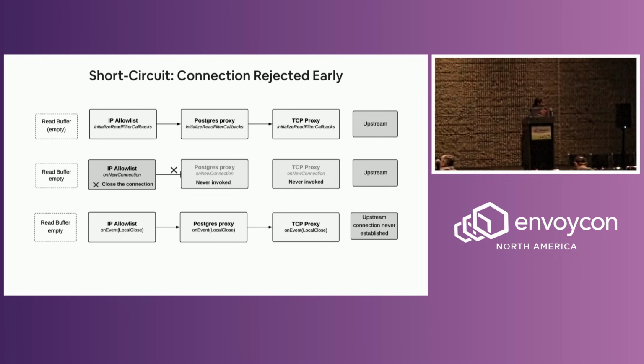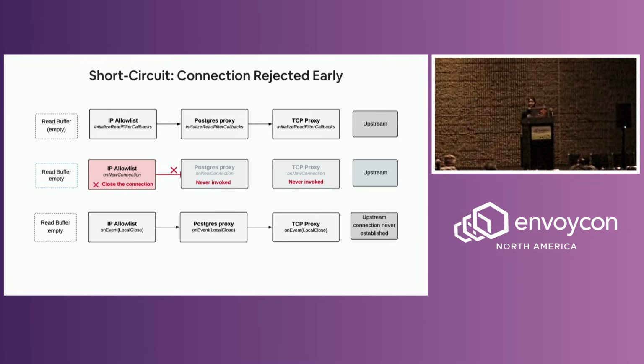Next is a more interesting case in which the connection gets closed earlier. As before, the filters are initialized normally. But now, when on new connection is called, the IP allow list filter doesn't like it. It doesn't like the remote IP of the connection, and hence it closes the connection. You can clearly see in this case that the Postgres proxy and the TCP proxy filters are not invoked during this iteration, and the on new connection on them is never invoked.